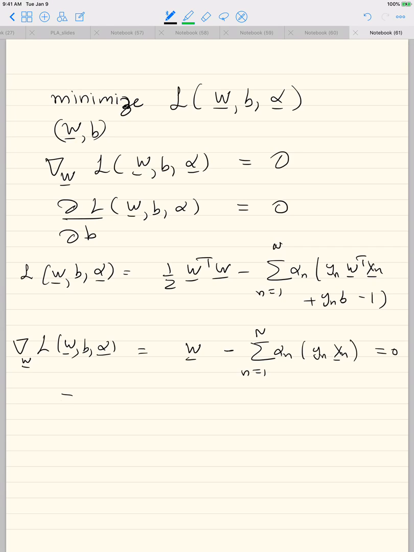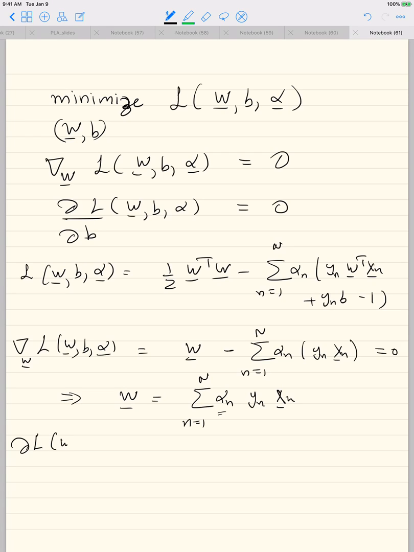So this means that W, the optimal solution, can be written in this form: the sum of alpha n yn xn. So if we have the solution for the dual variables, we can then express the optimal W in terms of a linear sum involving alpha n, yn and xn.